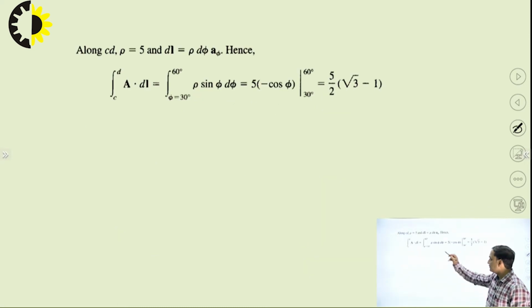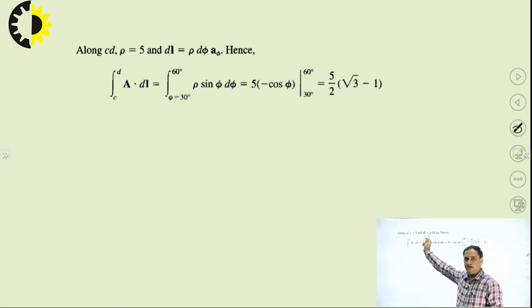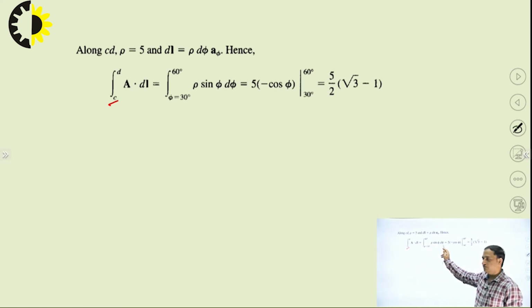So for C to D, rho is phi, dl is rho d phi a phi. Just take this expression, E dot dl, phi from 30 degree to 60 degree, rho sin phi d phi. I am assuming that you are aware how to calculate the dot products, right? You have to practice this type of questions: dot product, cross products, gradients. These three basic definitions, and the equation, how to solve this type of small problems. You have to be very much familiar with it, then only you will understand all these things, right?